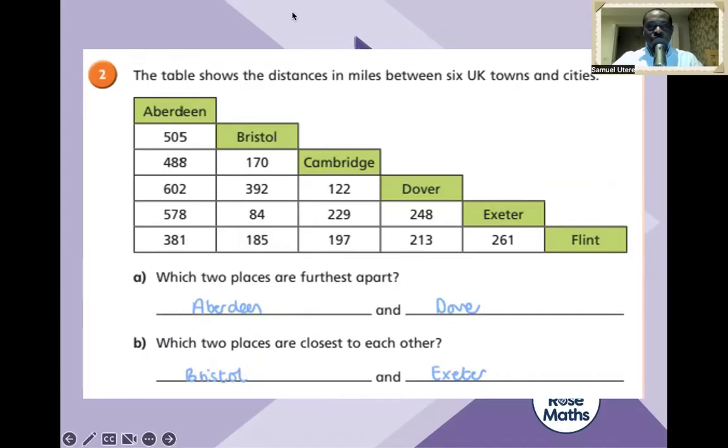So you can see the two places that are furthest apart are, I think the largest number here is that one. Yeah, you can see it's Aberdeen and Dover. You see that? So that number meets with these two places. And then which two places are closest to each other? You look for the smallest number. Yeah, and you see it's Bristol and Exeter. Okay.